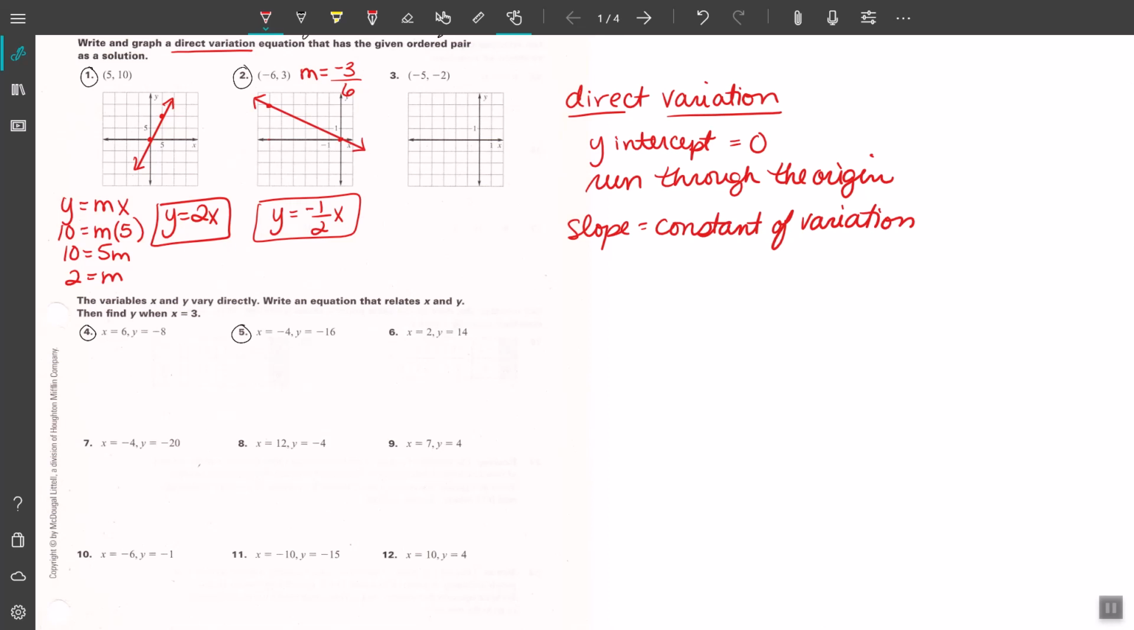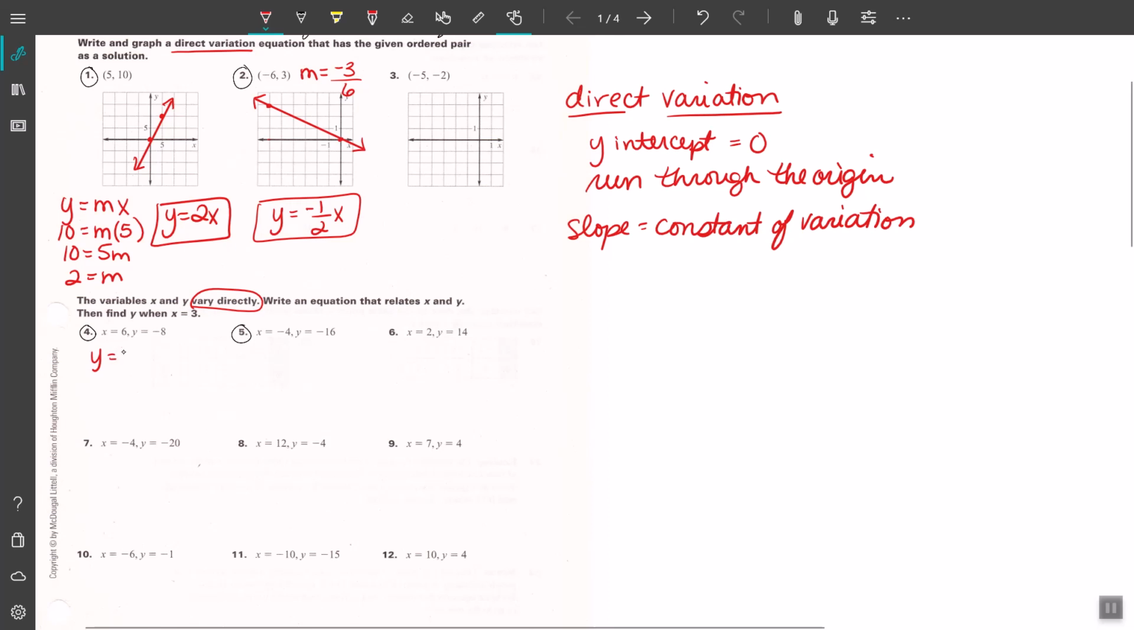On numbers 4 and 5, we're going to do the same thing. We just don't have a graph to look at. So we're going to have to do it the way we did number 1 as opposed to number 2, because I'm not going to have a graph to use to count my slope out. So they told me it's direct variation. They said the variables x and y vary directly. That's just another way of them telling you that they want you to write a direct variation equation.